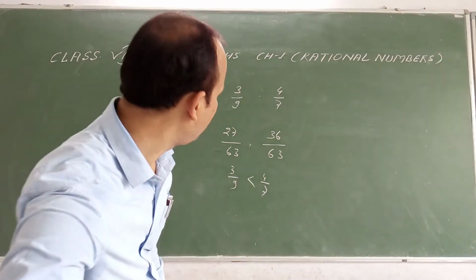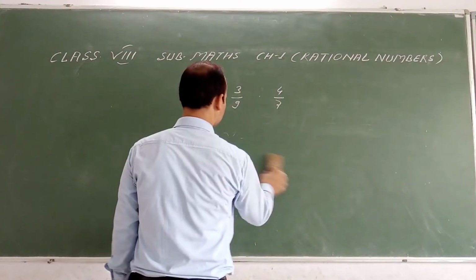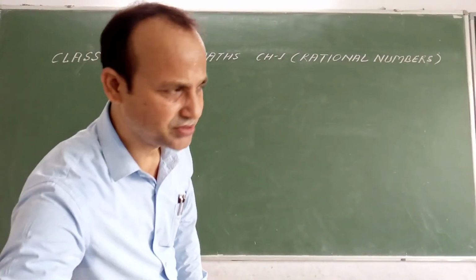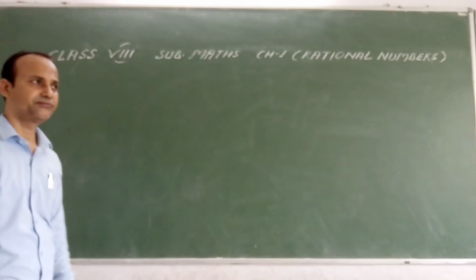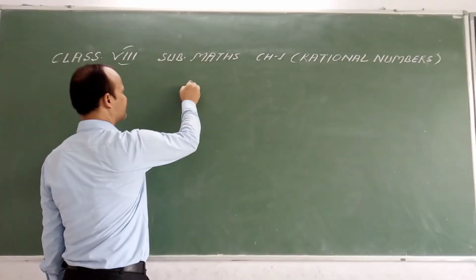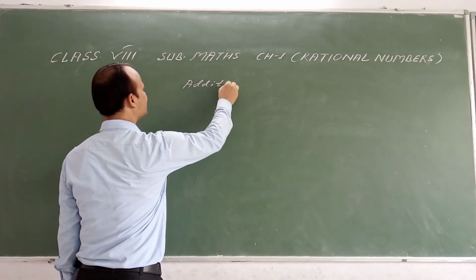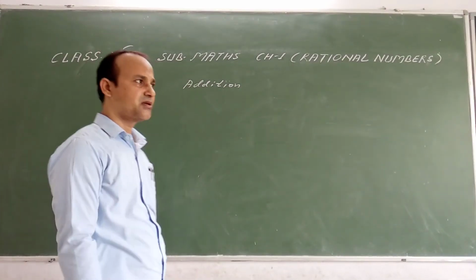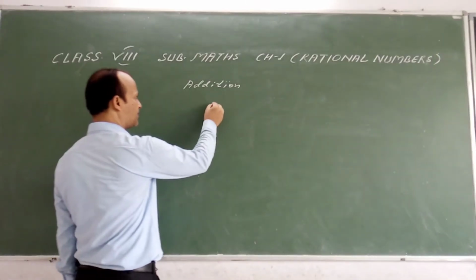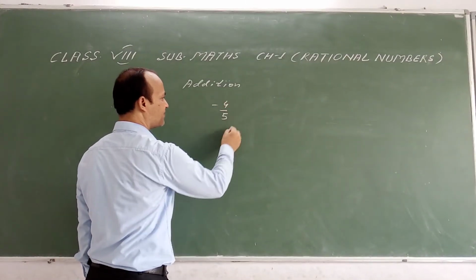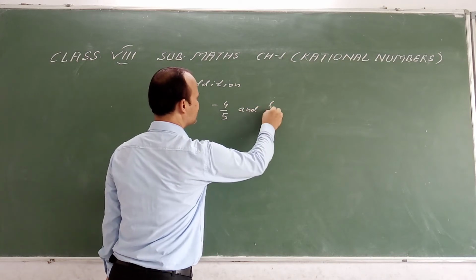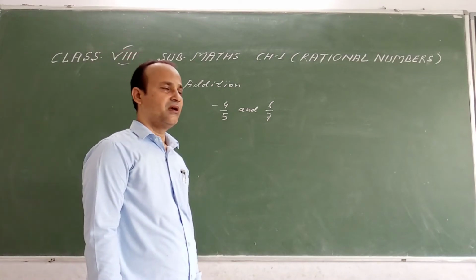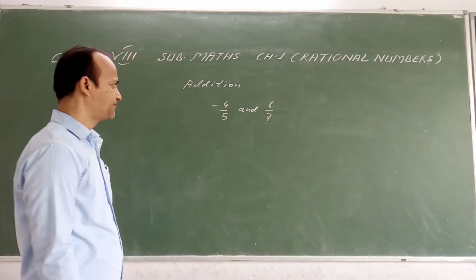For addition of rational numbers, how can you add rational numbers? First, addition. How can you add rational numbers? Suppose you have given rational numbers minus 4 upon 5 and 6 upon 7. How can you add the rational numbers? Same procedure will be applied.